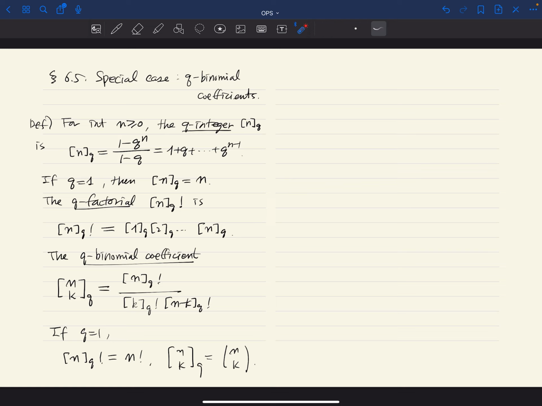It is not completely obvious from this definition, but this is also a polynomial in Q. So we will prove that. By the way, of course, here k is greater than or equal to 0 and less than or equal to n. If k is greater than n, we define this to be just 0.